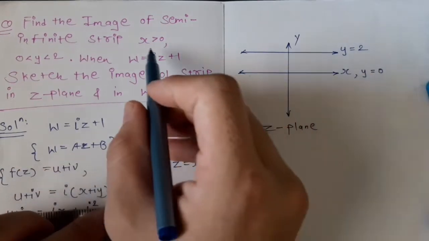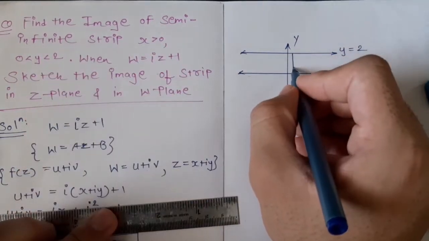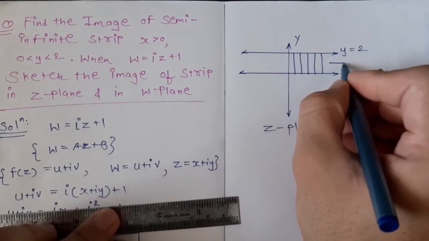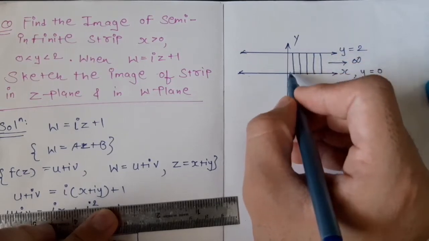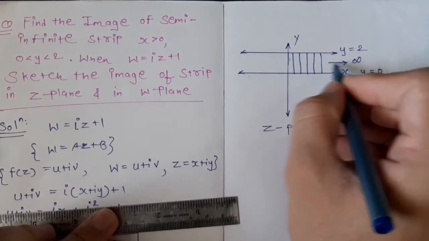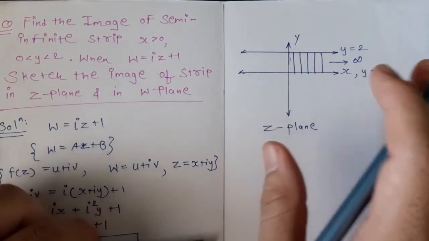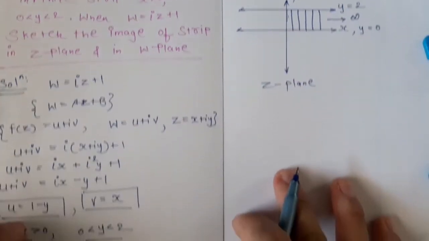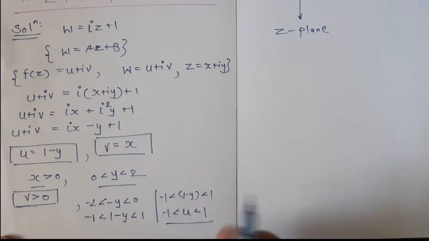So the intersection of x greater than 0 and y from 0 to 2 will be this much part only, the part in the first quadrant. This will be extended till infinity. So this is the semi-infinite strip, where one end of the strip is fixed and the other end is extended till infinity. So this is the image of the strip in the z plane. Now this strip is converted into the w plane, which we had obtained as v greater than 0 and u between minus 1 to 1.